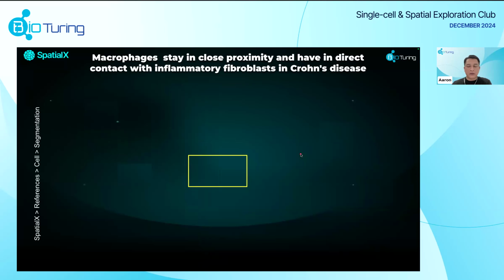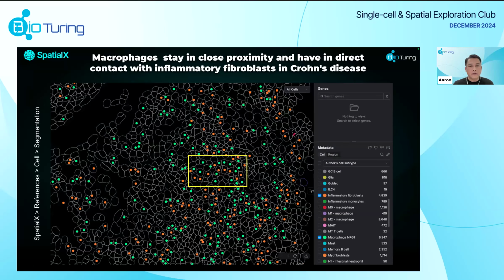Next, I would like to validate the neighborhood analysis by going down to the single cell level, and see whether there is any particular region where these cells really stay very close to each other. To do that, based on the visualization in SpatialX, I can go down to the single cell level, and then we are able to visualize the cell segmentation, so we can see where each cell is, and also the cell pattern as well.